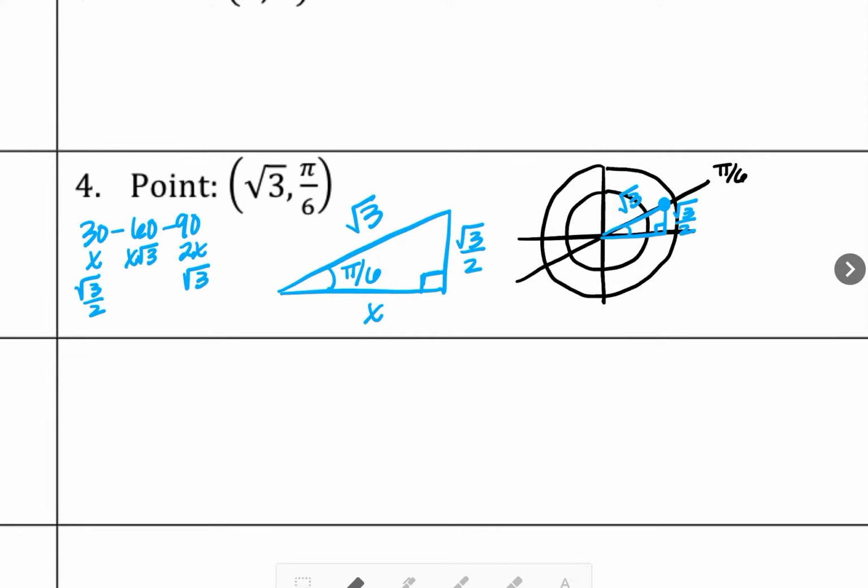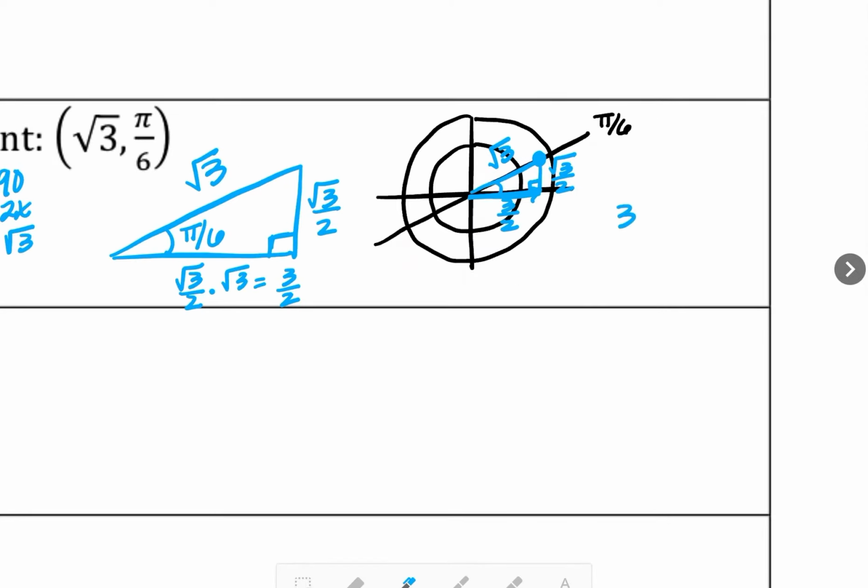Okay, so what is the medium length side, or that middle side? Well, we're going to take that smallest side and multiply by radical 3. Radical 3 over 2 was x, or the shortest side, times radical 3, which just gives us 3 over 2. And perfect, that will be our x-coordinate. So when I write this from polar into rectangular form, our x-coordinate is 3 over 2, and our y component is radical 3 over 2.